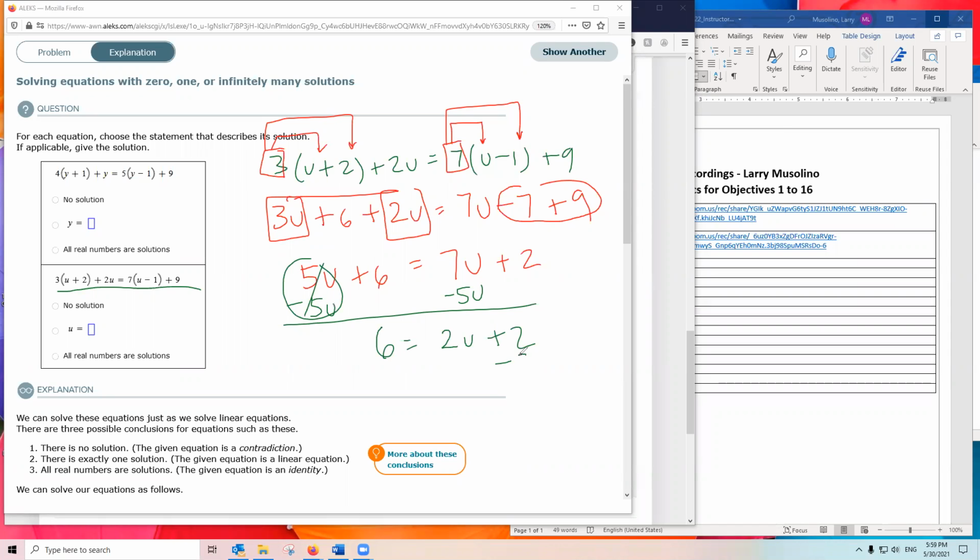I'm going to get rid of this addition of 2 by subtracting 2 from both sides. That leaves me 4 equals 2u. I want to get u by itself. Last step, divide both sides by 2. This multiplying by 2 cancels out the dividing by 2. I end up with u equal 2. But of course, that's one solution. So I'm going to check. I'm going to select this answer and put a 2 in this answer box for u equals 2. All right, folks, hope this is helpful as you're getting started here in the objective 3 with solving equations.